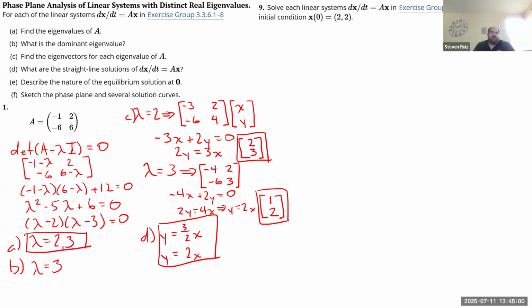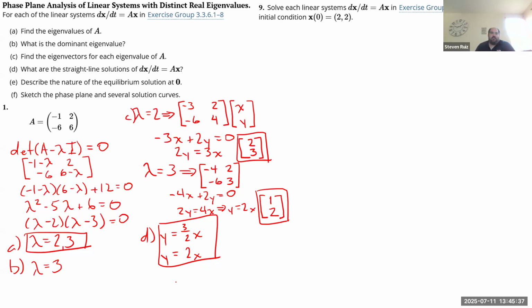All right, E, describe the nature of the equilibrium solution at 0, 0. So bold 0, the 0 vector. Both of our eigenvalues are positive. Think about what that means for the solutions to this. Actually, this is section 3.3. I haven't talked to you about how to solve these yet. In the case where the eigenvalues are both positive, we have something called a source. It's not a new term, but now we have a source in 2 dimensions.